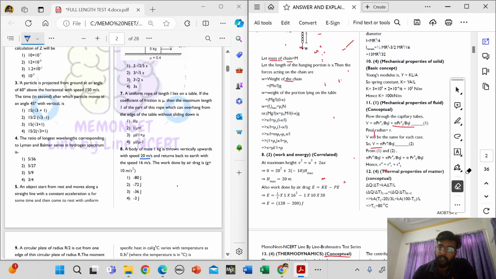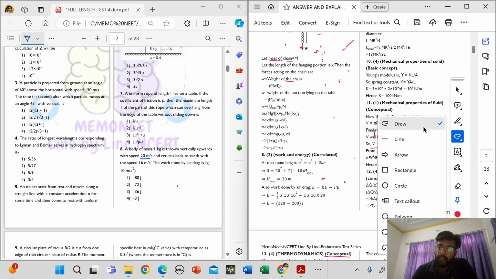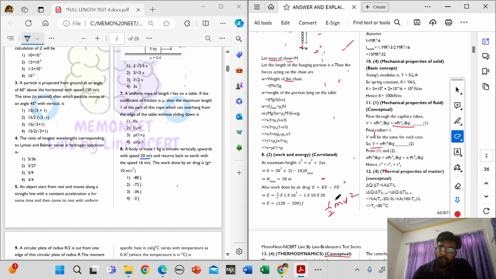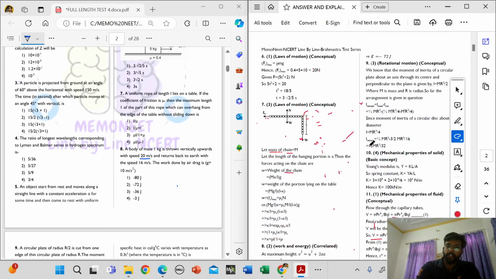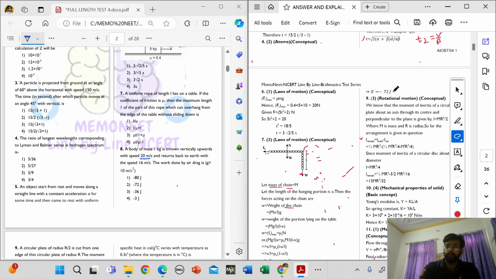Kinetic energy, we know, is half mv square. Given that the mass is 1 kg and now it is coming with a velocity of 16 meters per second, we put 16 here. Potential energy is mgh, m is 1, gravity acceleration g is 10, and the height we found here is 20. We put these in, then we get the answer 128 minus 200 joule, which is equal to 72 joule in the negative.